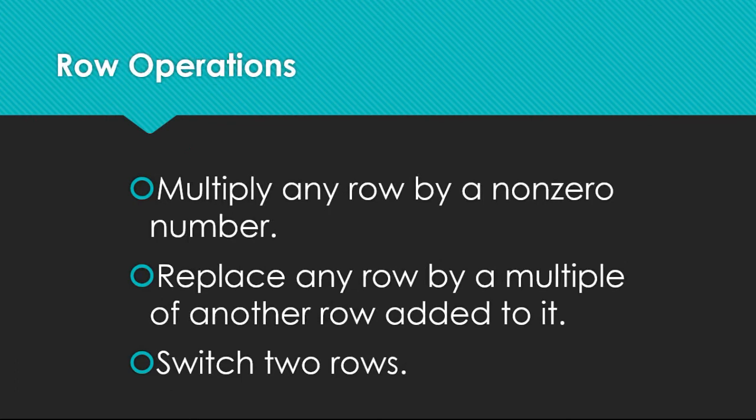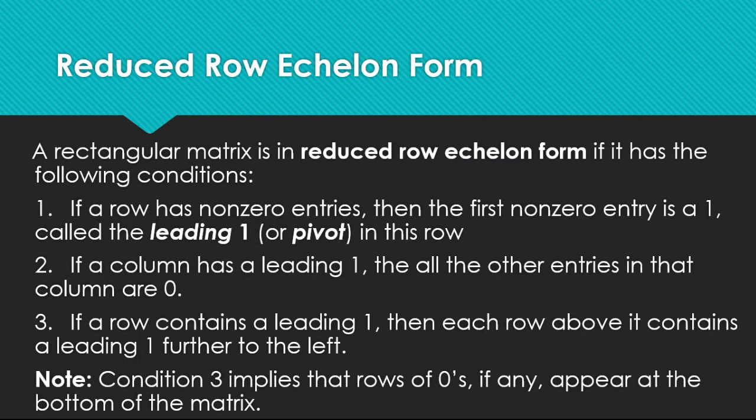Now coming to the elementary row operations, when we write the system in augmented form or coefficient matrix form. Mostly in augmented form we do these three operations. We can multiply any row by a non-zero number. We can also replace any row by itself added to a multiple of another row, and also we can switch the rows.